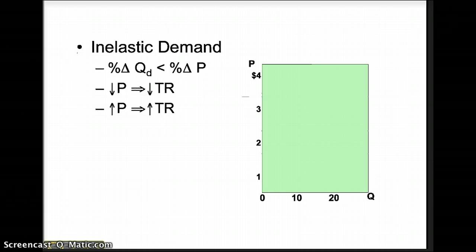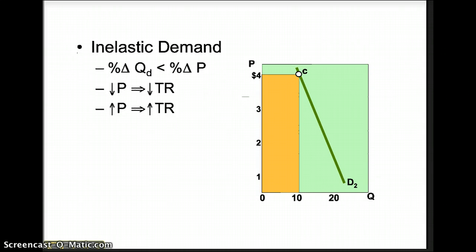Let's also look at inelastic demand graphically. Remember, price is on the vertical axis and quantity is always on the horizontal axis. All demand curves are downward sloping. At point C, the price is $4 and quantity demanded is 10. Total revenue is the shaded area, which would be equal to $40.